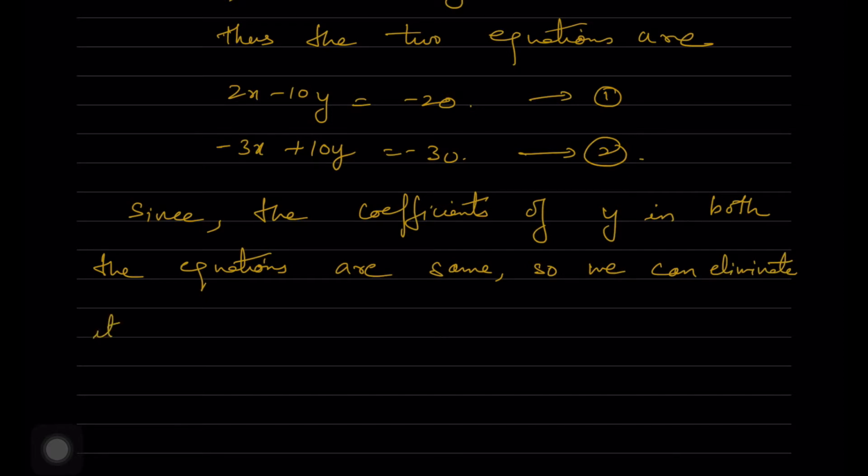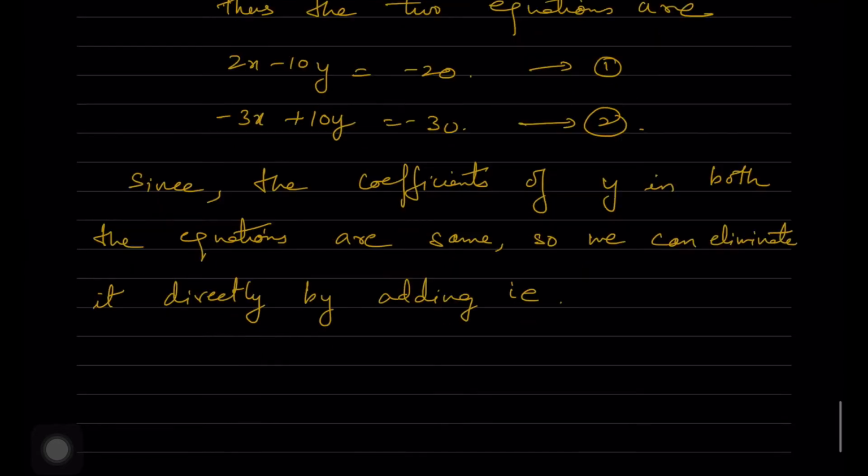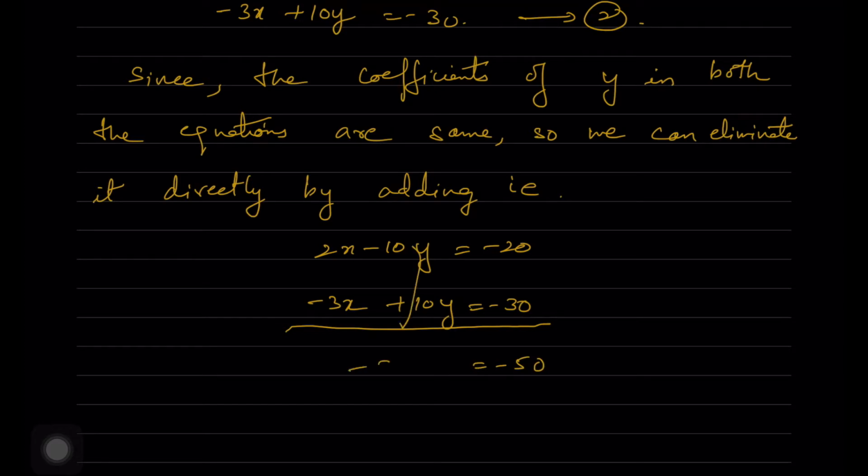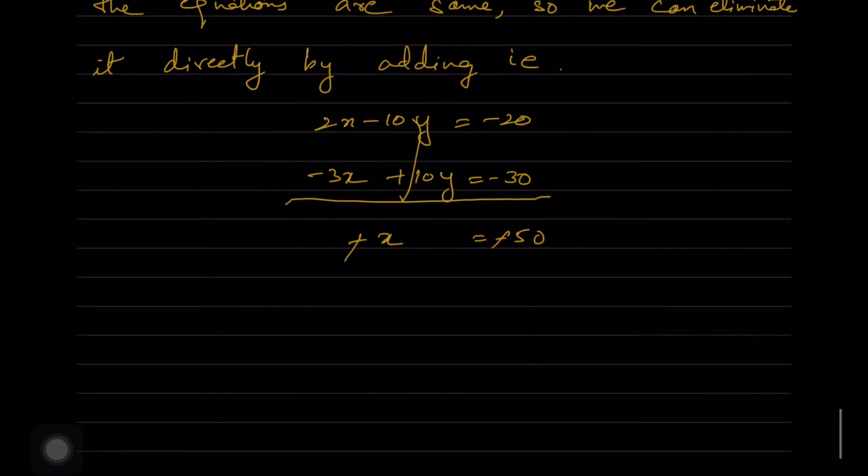So we are going to eliminate y since the coefficient of y is the same in both the equations. So you cancel out y. You are going to get minus x is equal to minus 50. So x is equal to 50.